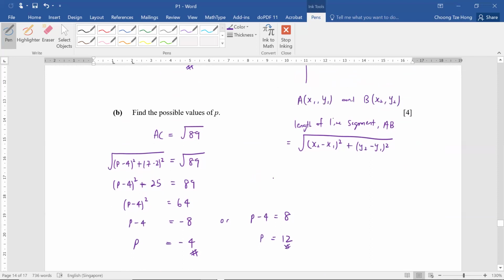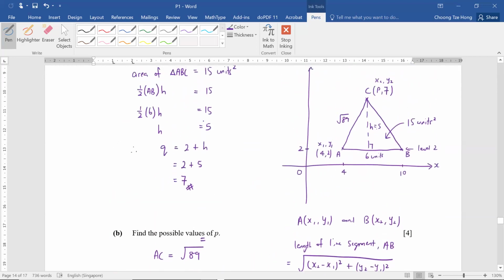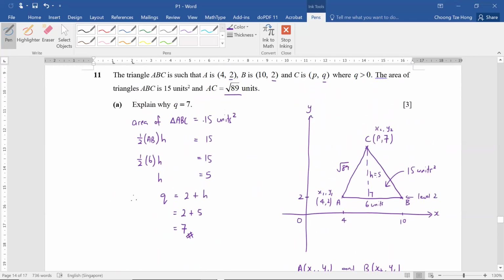Moreover, if you take the wording from the question, they want possible values. That means they are expecting you to get more than one answer. Right, so this is the solution for this question. So remember, drawing out a diagram is very essential for a question like this. You should always spend the time to draw a diagram, it will help you to visualize the question better.